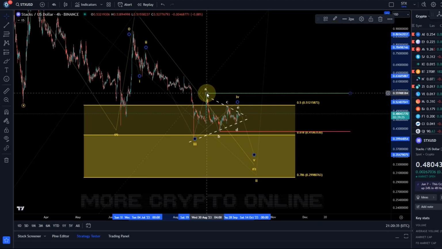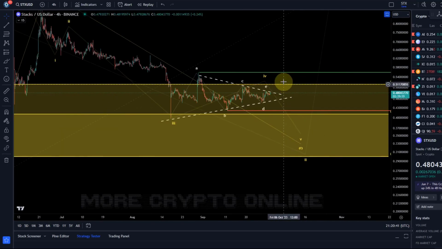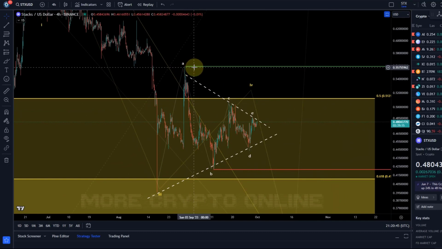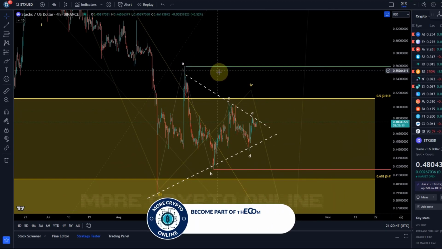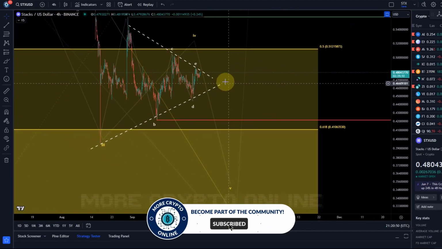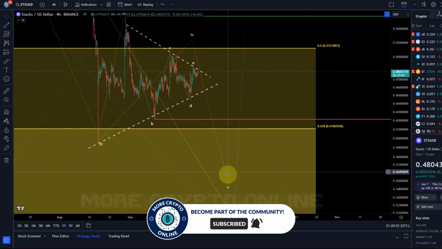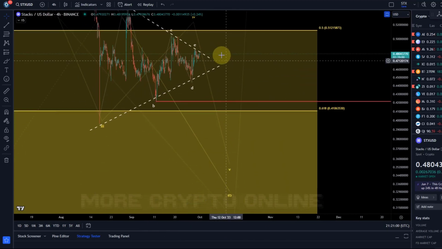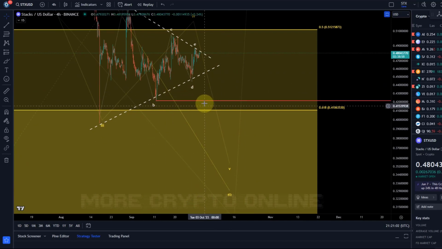If we deal with a triangle, and we are looking at the subwave structures of a triangle, it is typically that A wave that, if broken to the upside, in this case would invalidate it. On the flip side, we expect it to break to the downside. At least I'm watching for a break to the downside, and a confirmation that we are doing that is obtained with a break below the red line.